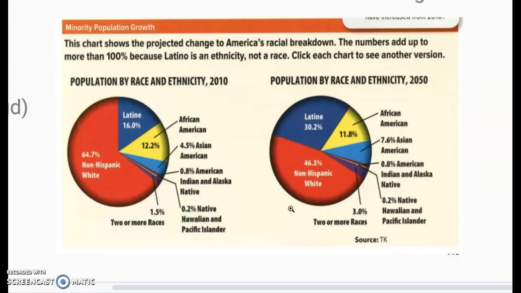If we look at this graph right here, we will see that a lot of the non-Hispanic white population is going to shrink from about 65 to about 46%. We'll see that Latino race and ethnicities will grow in the next 40 years or so. African American populations will shrink, Asian American populations will grow, and we'll have some of our Native and American Indian race and ethnicities stay about the same.